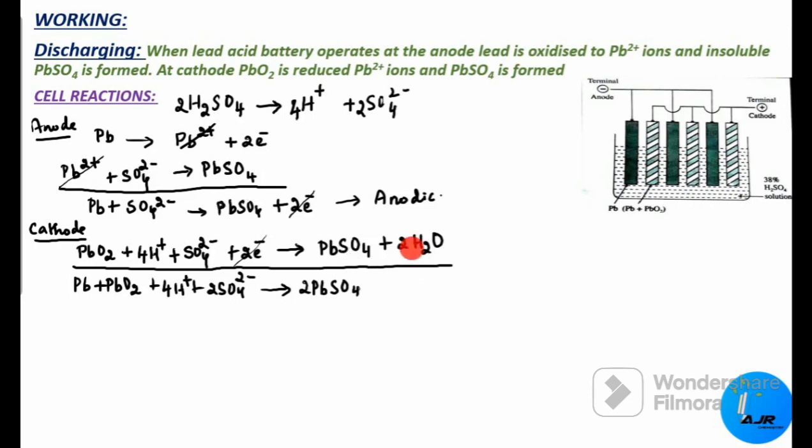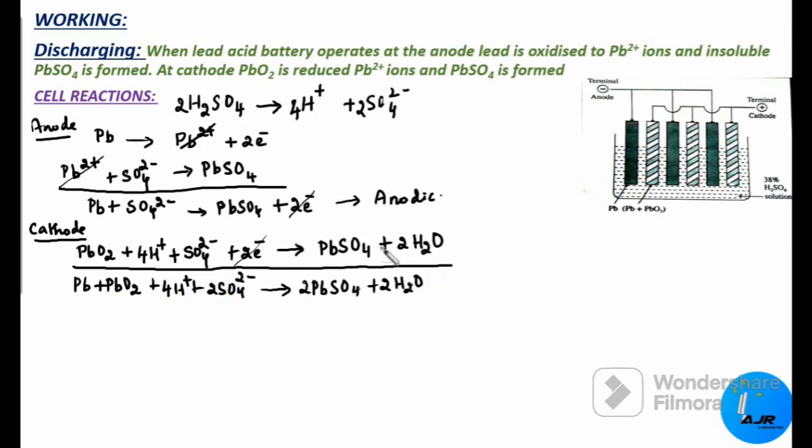2 PbSO4 plus 2 molecules of water. Okay. Now check here, the Pb is converted to PbSO4. PbO2 is also getting converted to PbSO4. Sulfuric acid has been used up and we are having only water molecules.